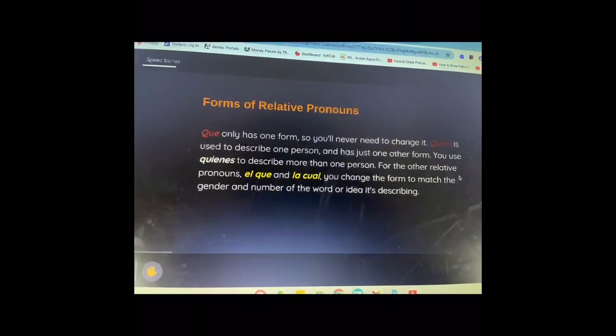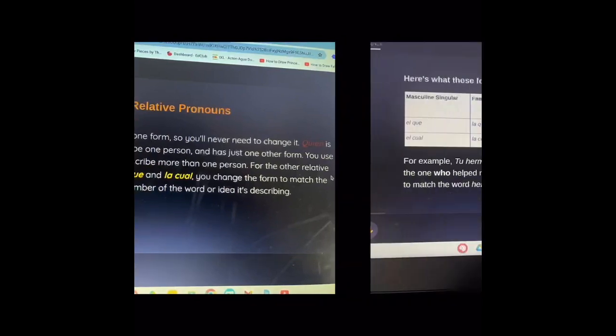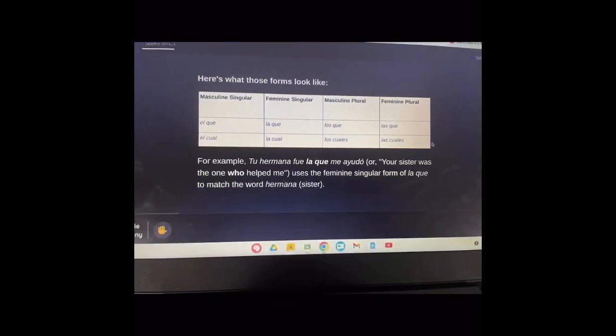Forms of relative pronouns. Que only has one form, so you'll never need to change it. Quien is used to describe one person and has just one other form. You use quienes to describe more than one person. For the other relative pronouns, el que and la cual, there's a new one, la cual. You change the form to match the gender and number of the word or idea it's describing. Here's what those forms look like.